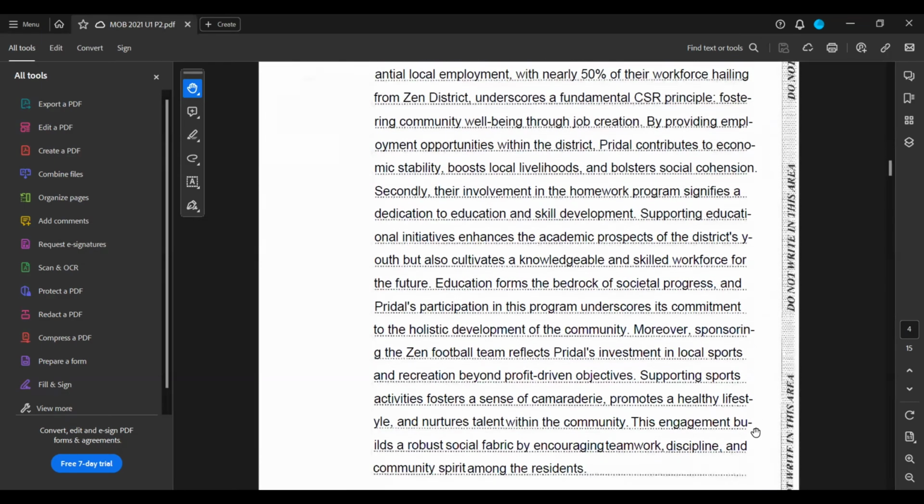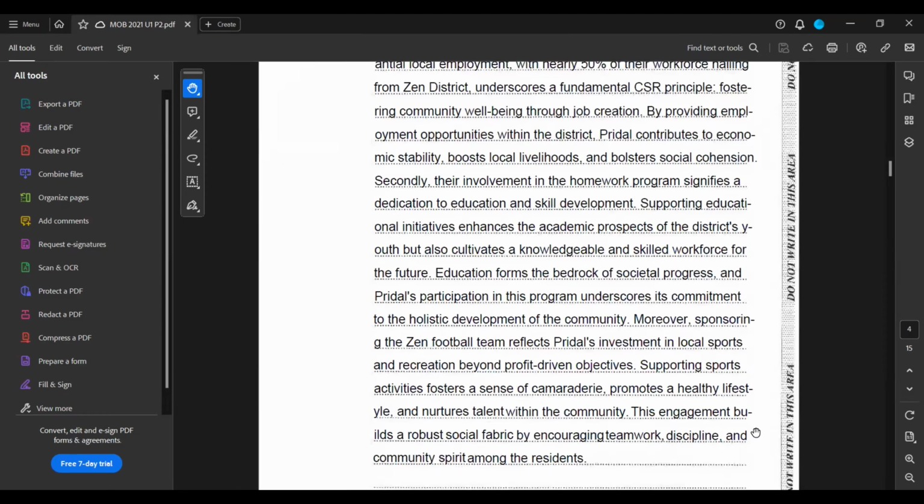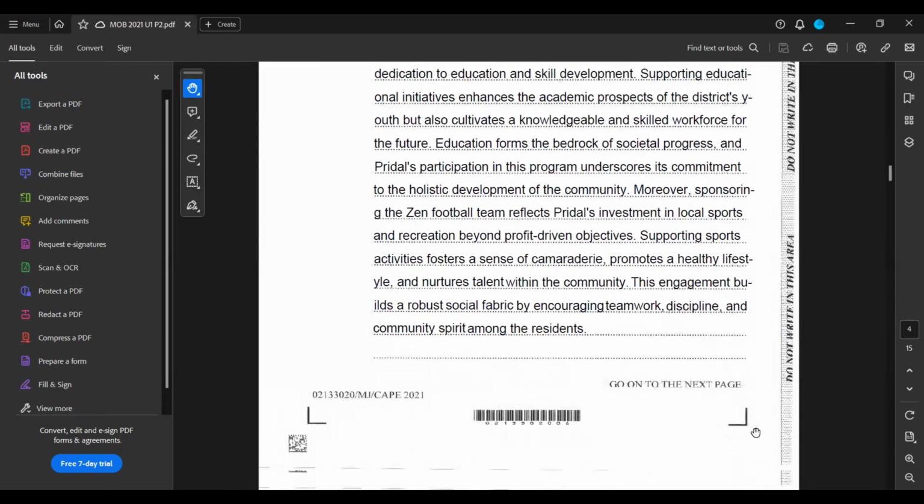Supporting sports activities fosters a sense of camaraderie, promotes a healthy lifestyle, and nurtures talent within the community. This engagement builds a robust societal fabric for encouraging teamwork, discipline, and community spirit among the residents.